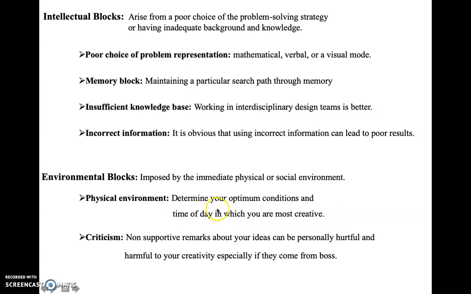You should not think that you will be more creative only when you wake up in the morning or only when you are up late at night. This is a physical environment block. Criticism means not getting supportive remarks about your ideas. Every time you will not get supportive remarks from your peers, your family, your colleagues, but this should not be harmful to your creativity. Criticism should not affect your creativity. You should always be positive about criticism.